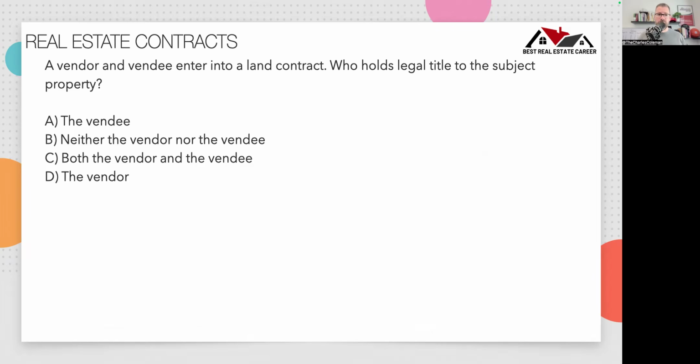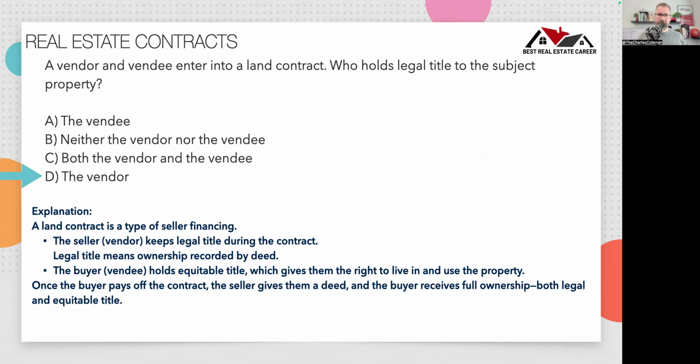A vendor and a vendee enter into a land contract. Who holds legal title to the subject property? The vendor. A land contract is a type of seller financing. The seller, vendor, keeps legal title during the contract.